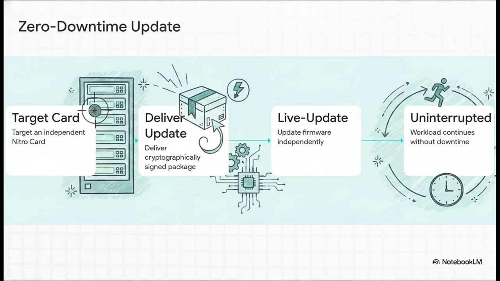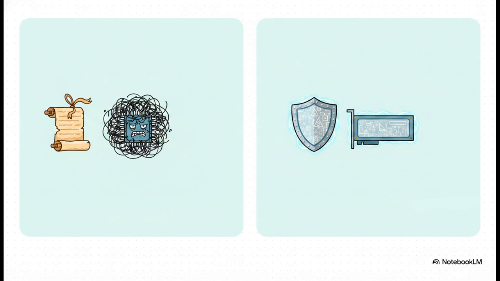Think about patching for a second. In the old days, patching a hypervisor meant you had to restart the instance. But actually, scratch that. With Nitro, check out this zero downtime update process. Because the Nitro cards are their own independent tiny computers, AWS can just target a specific card, deliver a cryptographically signed package, and live update the firmware on that specific card, completely independently of the main motherboard. Your running workload continues completely uninterrupted. Security controls are never relaxed during the update, and the whole thing is totally invisible to you. It's magic.